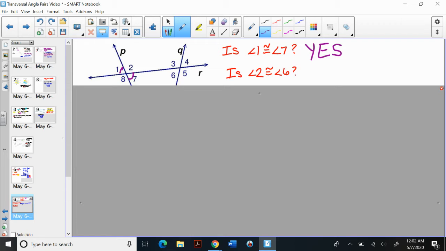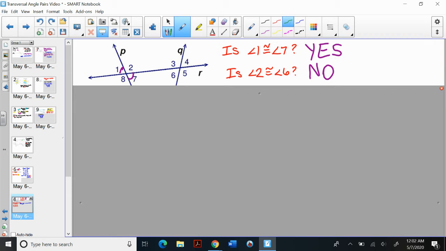What about angle 2 and angle 6? Because I'm looking at line P and line Q here, and I don't think I see parallel lines. So I'm a little nervous about 2 and 6. What do you think? Okay, good. I think I gave it away. That one is a no. So we can still name them with a vocabulary word, even though they're not congruent to each other. Can you tell me what angle 2 and angle 6 would be called?